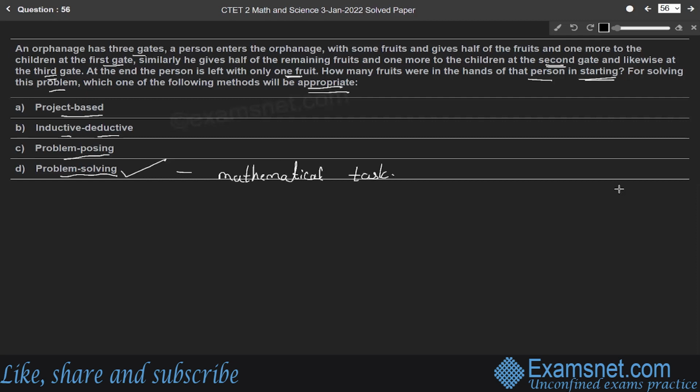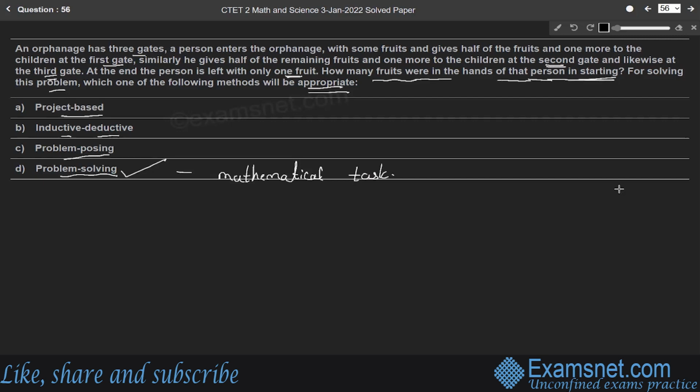So in the problem solving, first the student has to read and clearly understand the question. What is the question given, right? So understand the question and come to a conclusion about what he needs to find out. So here he needs to find out how many fruits were in the hands of that person in the starting, right?